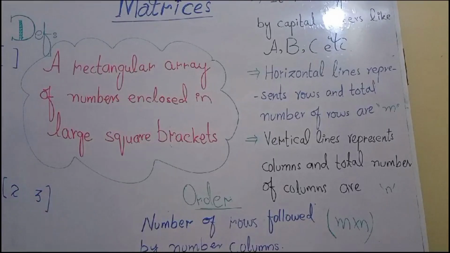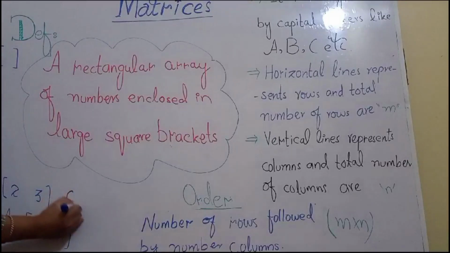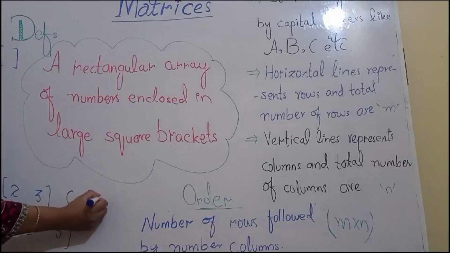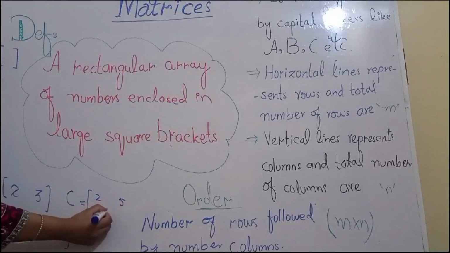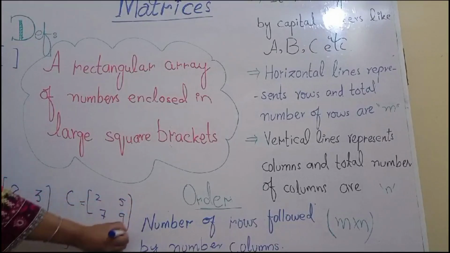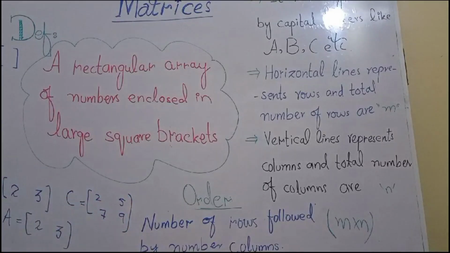Whenever we write a matrix, it has a name. So if this is a matrix, it must have a name, like we write A equals [2, 3]. So that is matrix A. Similarly, we can write some random examples, like matrix C equals [2, 5, 7, 9]. So this is matrix C. Any number that is enclosed in large square brackets is known to be a matrix.